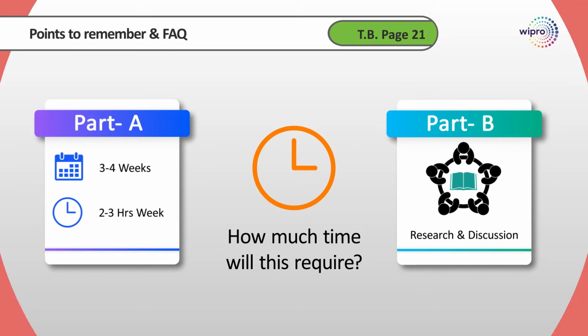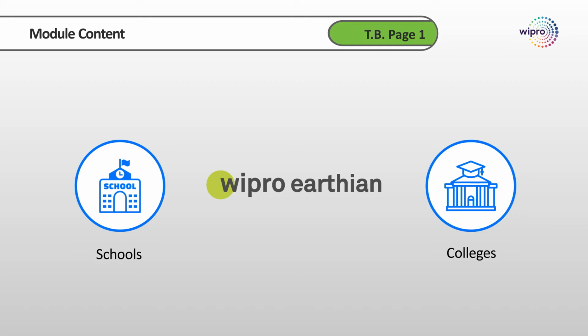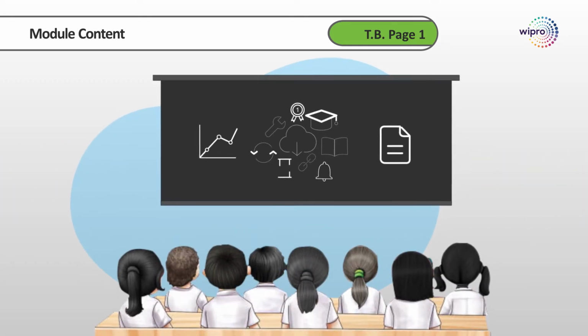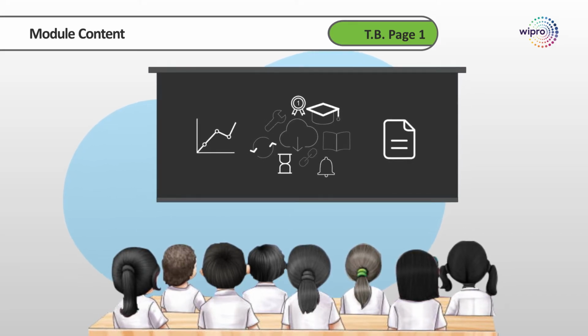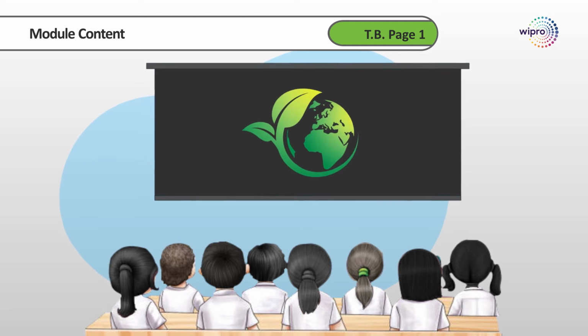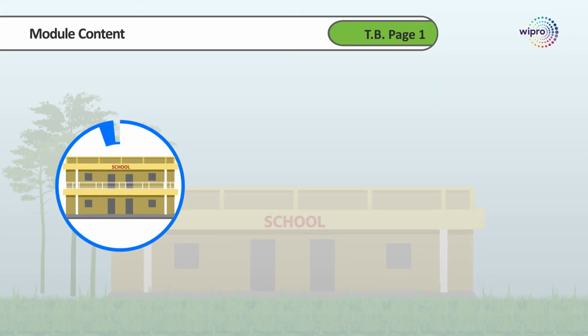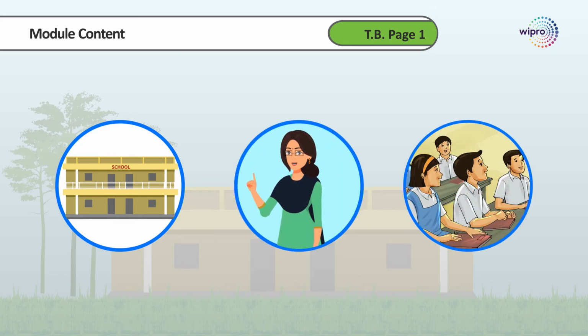Earthian is Wipro's sustainability education program for schools and colleges. Through this module, we help students develop an interdisciplinary understanding of the topic and provide multiple perspectives to help make sustainability education more meaningful. By meeting these objectives, educational institutions, their educators and students will be better equipped to make sustainable choices.